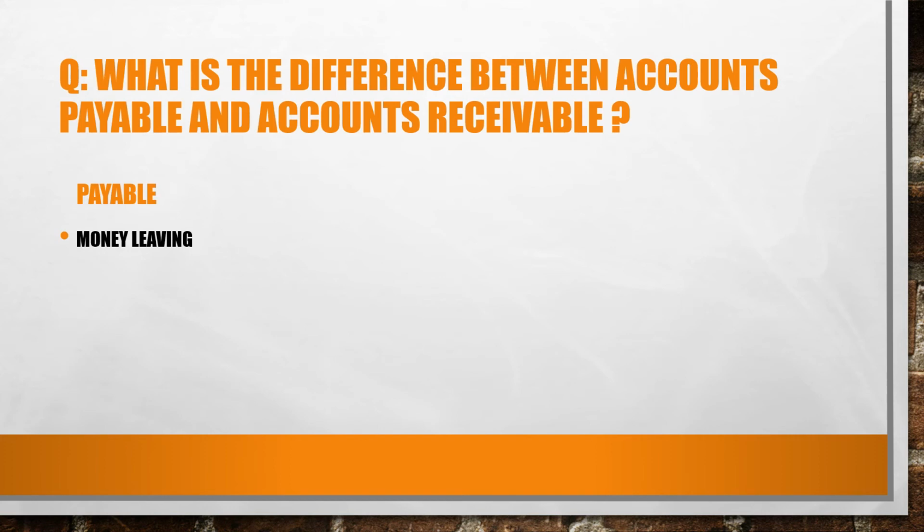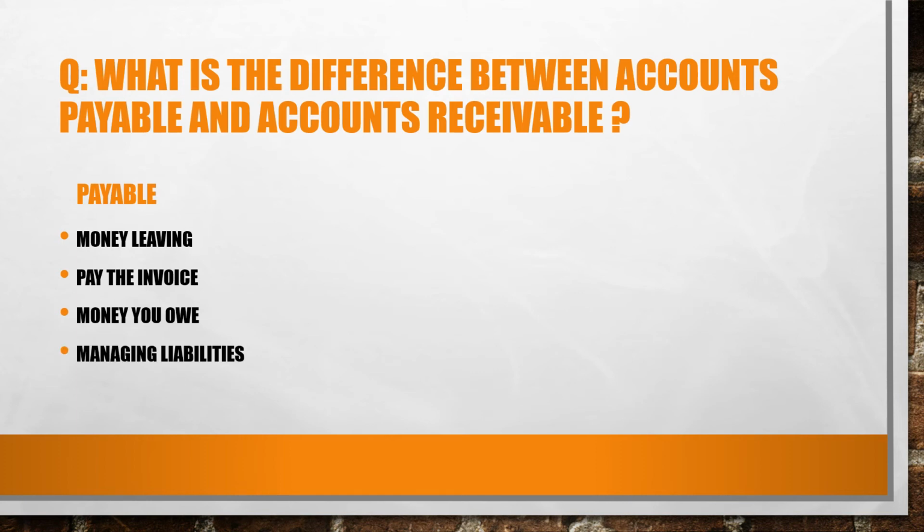So payable is all to do with money leaving the business. So that's where you actually pay the invoice. This is to do with money that you owe. So payable is to do with money that the business owes, and it's all about managing the liabilities and making sure suppliers are paid. On the other hand, accounts receivable, which is what you are applying to, totally different.